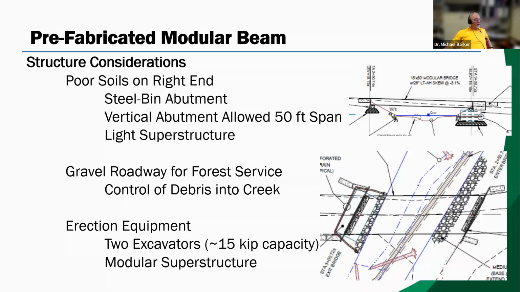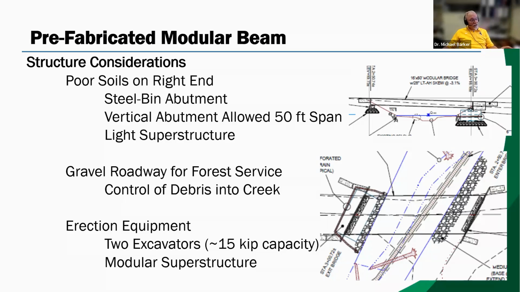So I said there were poor soils. It was just on the right end. And that's one reason I'm showing this example, is they used a steel bin abutment, which I thought was pretty neat. And since that was there as the abutment, they could go down to a 50-foot span because of the vertical profile on one end. And they could use this smaller steel bin abutment because steel is a light superstructure. Okay, and this is going to be a corrugated metal deck again, and it's going to have gravel.